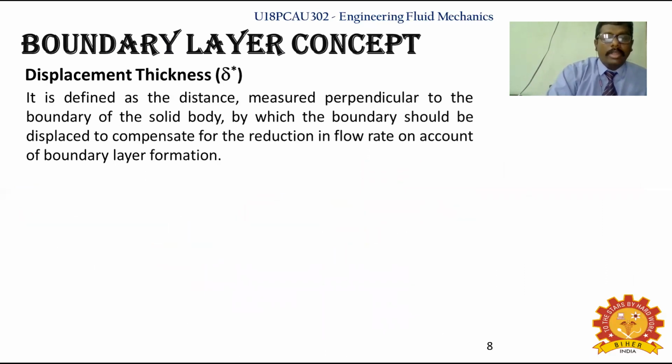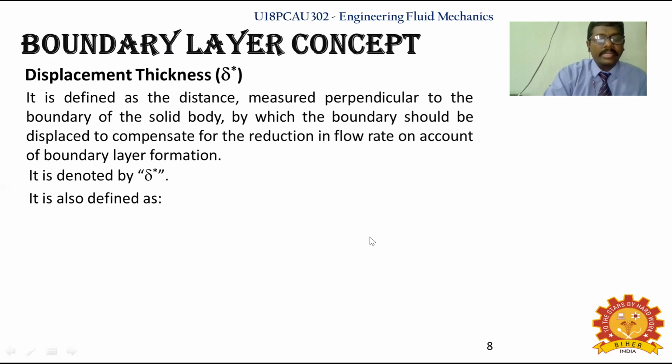So now we are going to look at the displacement thickness, delta star. For this delta star, we are going to have a definition and a derivation also. It is defined as the distance measured perpendicular to the boundary of the solid body by which the boundary should be displaced to compensate for the reduction in flow rate on account of boundary layer formation.